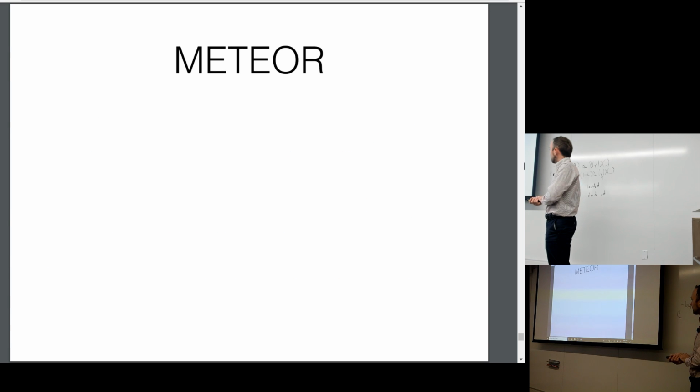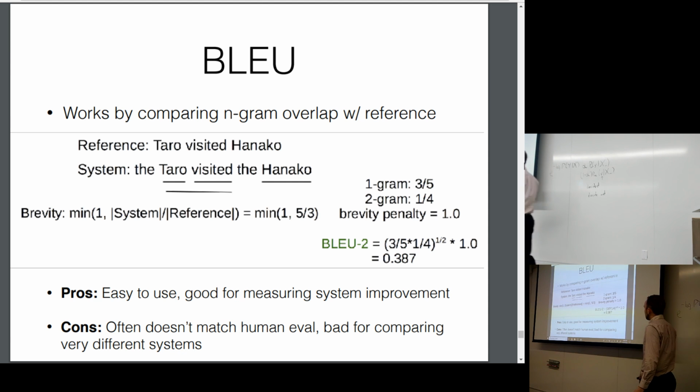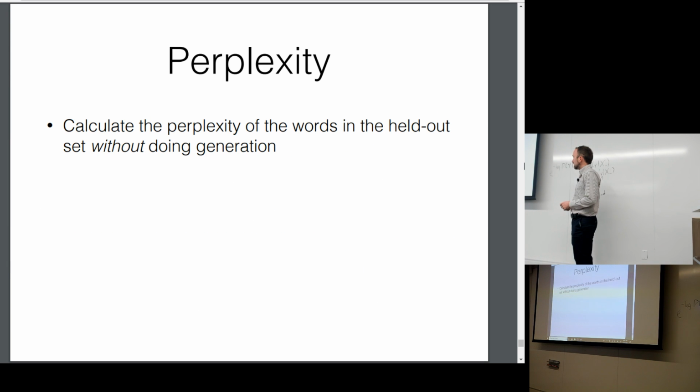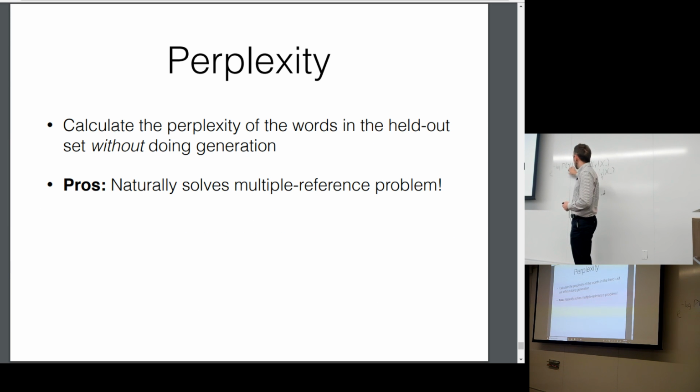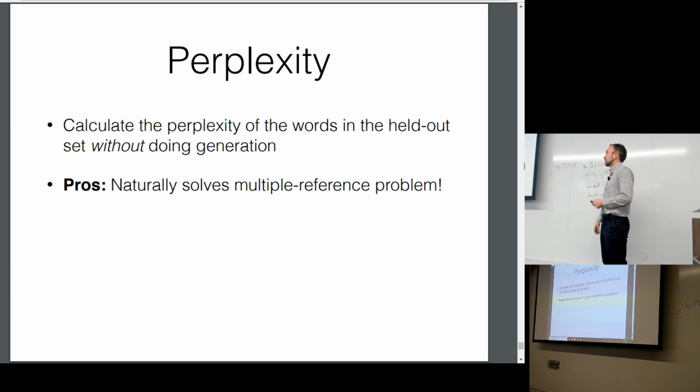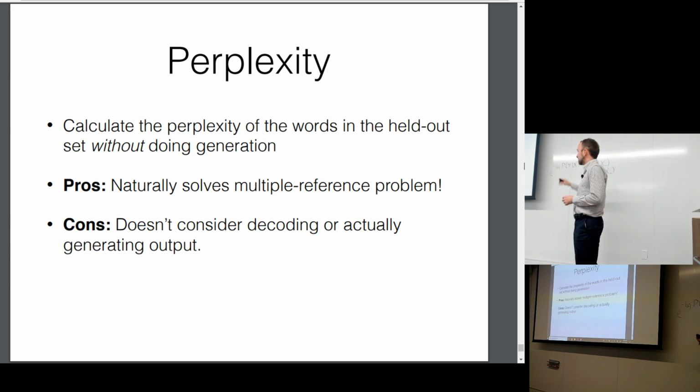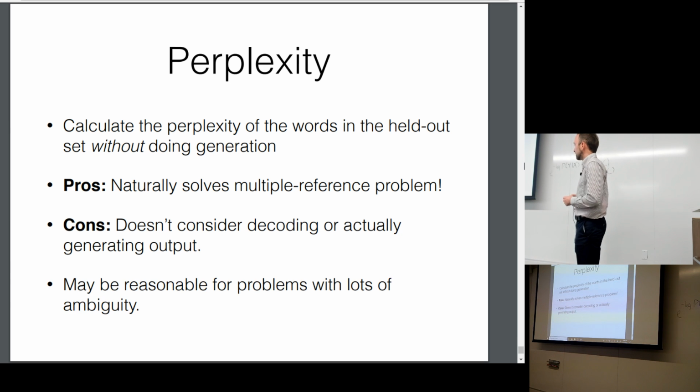One of the problems with BLEU is that it very heavily penalizes anything that doesn't exactly match the reference. So it's very sensitive to superficial differences between the system and the reference. Perplexity kind of solves this because you are actually calculating the probability of the output. And you're not just giving probability to one single output sentence. You're giving probability to many different sentences and seeing how high the probability of the actual reference sentence is. But the problem is this doesn't consider decoding or actually generating output.